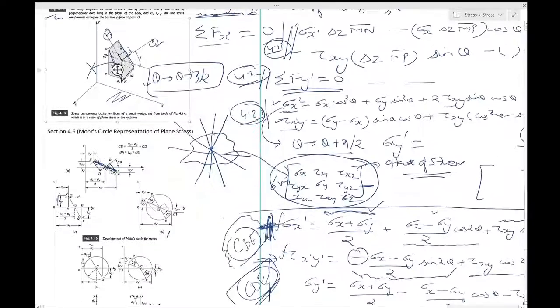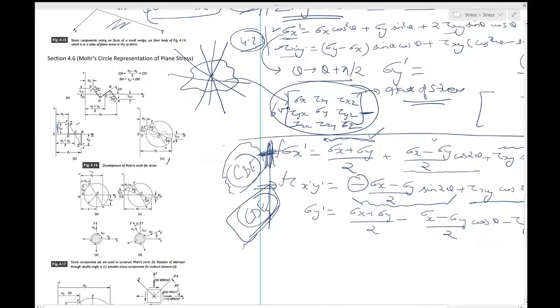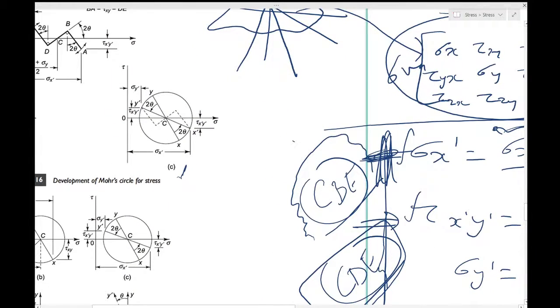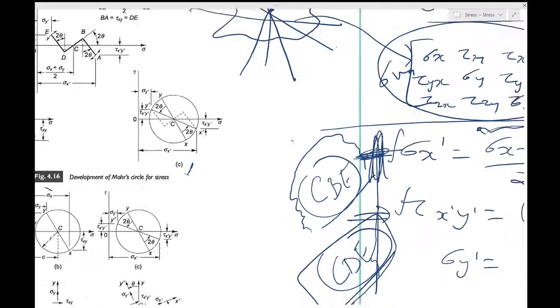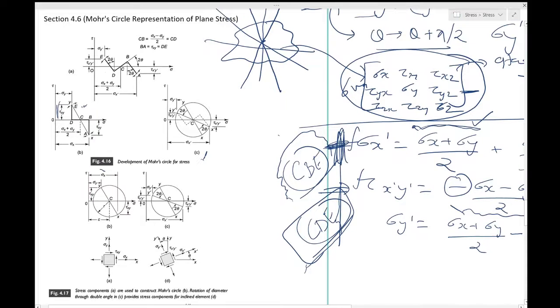So in this circle you will have these two diameters, xy and x dash y dash, and this circle is called the Mohr's circle. The construction of this you have already seen, and we will continue our discussion with this circle in the next class. Thank you.